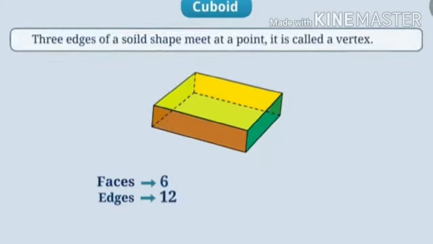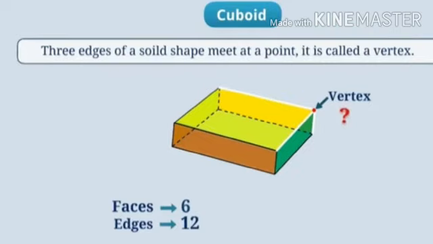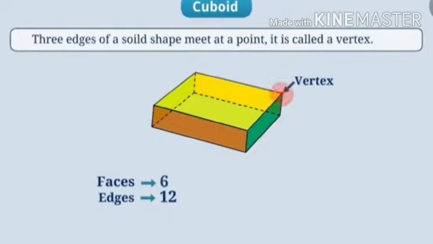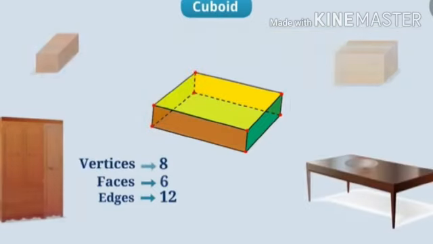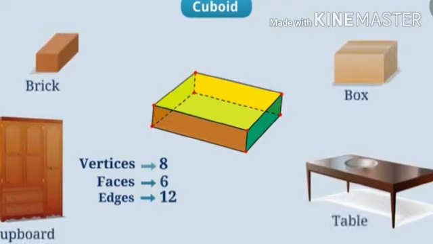Similarly, when 3 edges of a solid shape meet at a point, it is called a vertex. So now, can you tell how many vertices a cuboid has? Try. Let us tell you. Here the vertices are 1, 2, 3, 4, 5, 6, 7 and 8. The shape of the cuboid can be seen in a brick, cupboard, box and table. Try yourself to find some more objects of this shape.